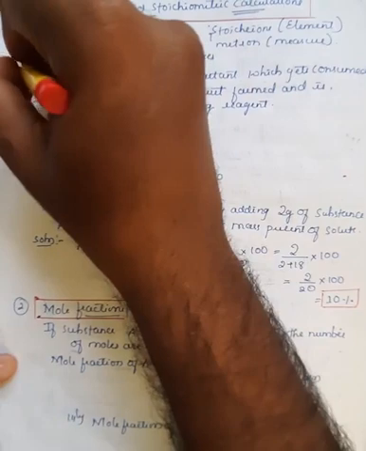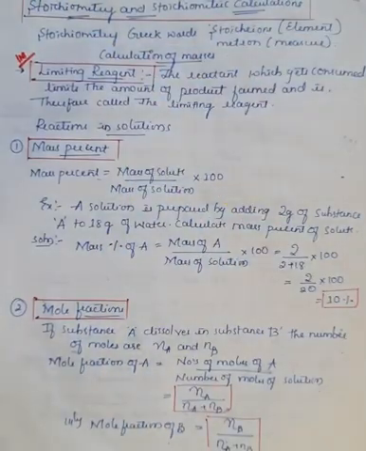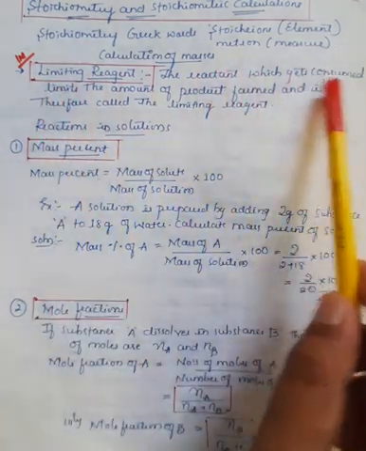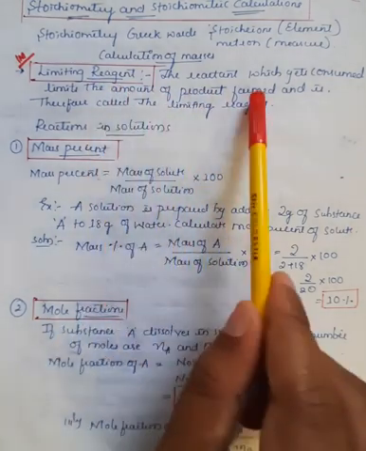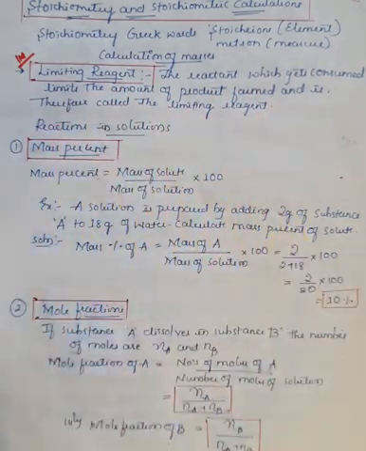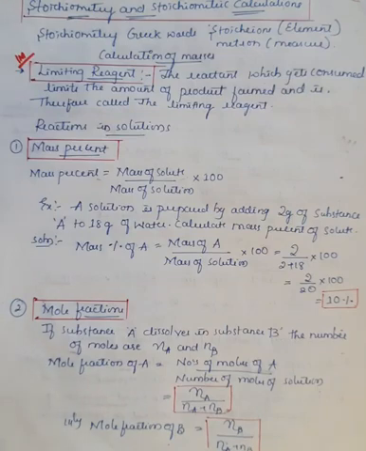In that, there is one important definition, that is limiting reagent. A 1 mark question, right? Most important question: limiting reagent. Limiting reagent means the reactant which gets consumed limits the amount of product formed, and it is therefore called a limiting reagent. For example, if you take 1 liter of water and add salt and sugar to that, one molecule will slow down the product formation.